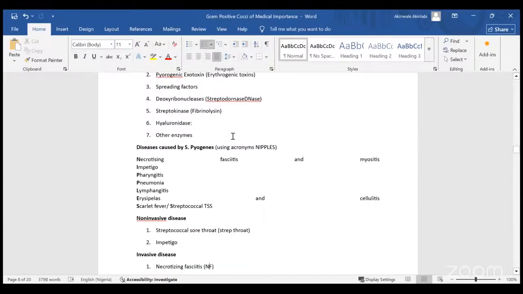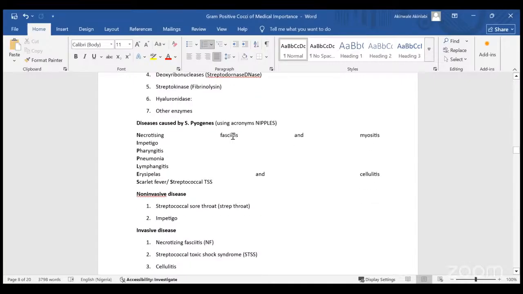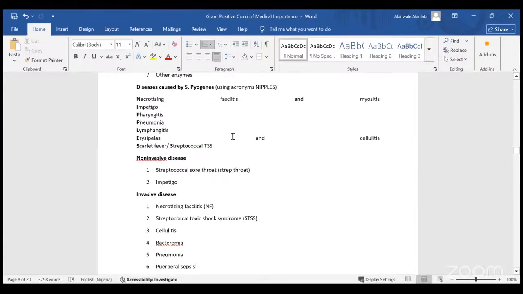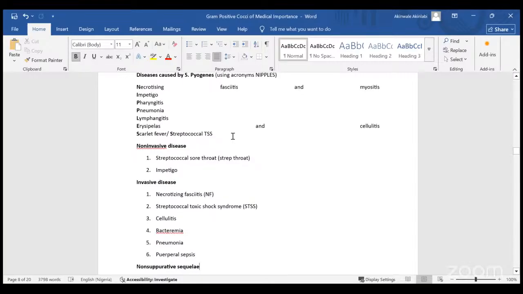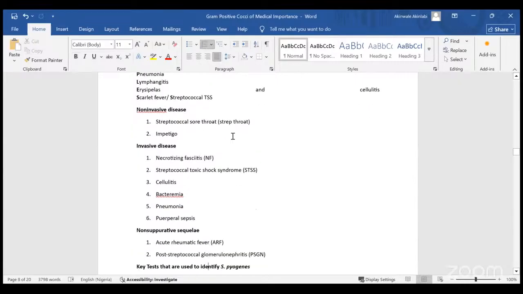Now, Strep pyogenes causes both non-invasive and invasive disease. The non-invasive diseases are streptococcal sore throat, that is strep throat, and impetigo. Then the invasive ones are necrotizing fasciitis, streptococcal toxic shock syndrome, STSS, cellulitis, bacteremia, pneumonia, and puerperal sepsis.